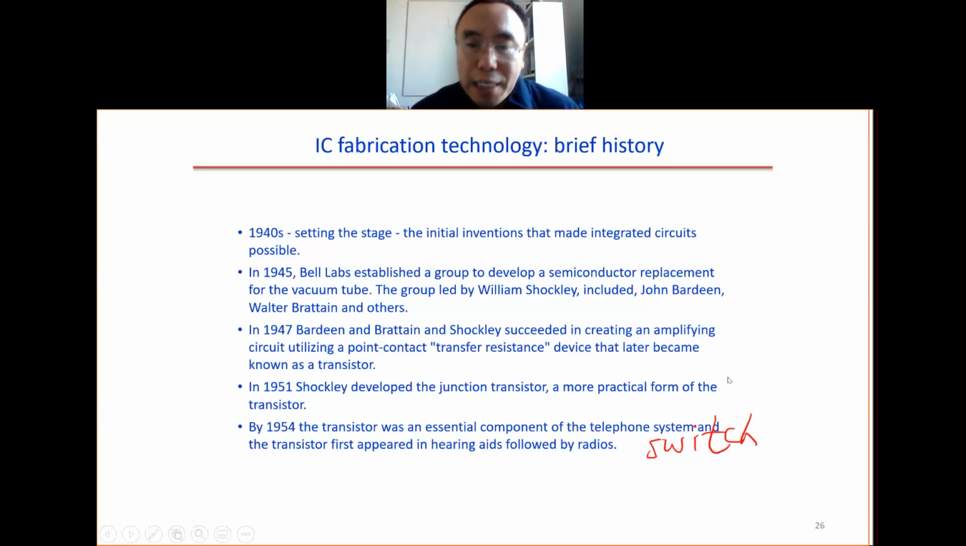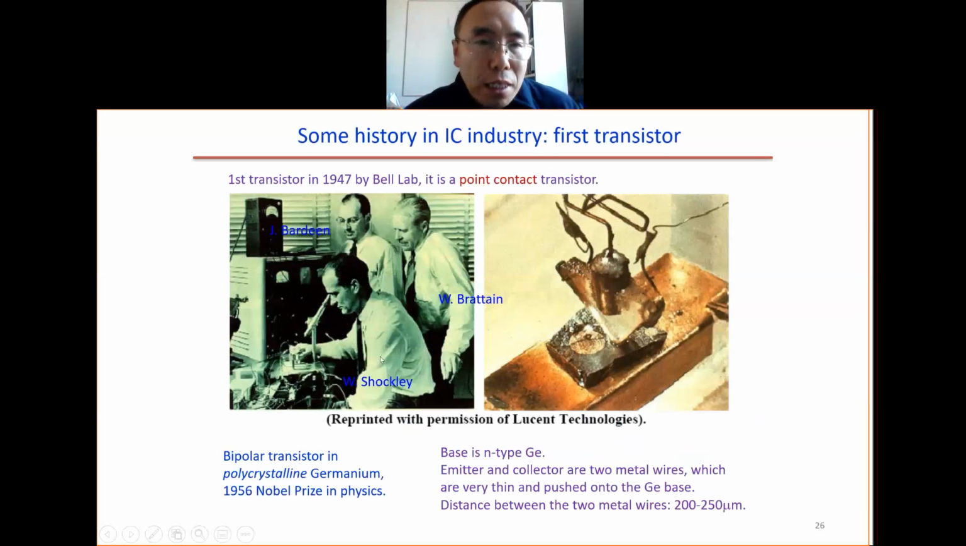We know that for the telephone, we need to switch between different lines. So this is 1947, the invention of the bipolar junction transistor. Those are 3 people, Shockley, Brattain, and Bardeen. They won the Nobel Prize in 1956. Bardeen won another Nobel Prize in 1971 or 1972 because he developed the theory for the superconductor. So he won the Nobel Prize twice.